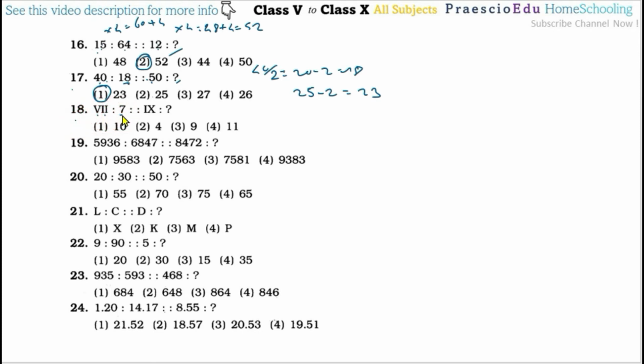Now question number 18, this is a 7. So 7 is in numerical form, and this is in Roman form. So this is 9 in Roman. So 9 in numerical form means option number 3 is the correct one.